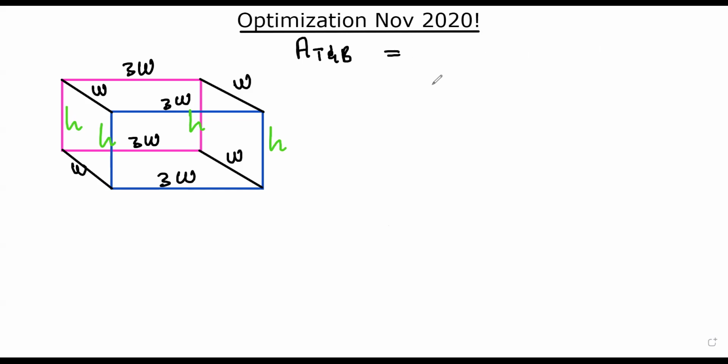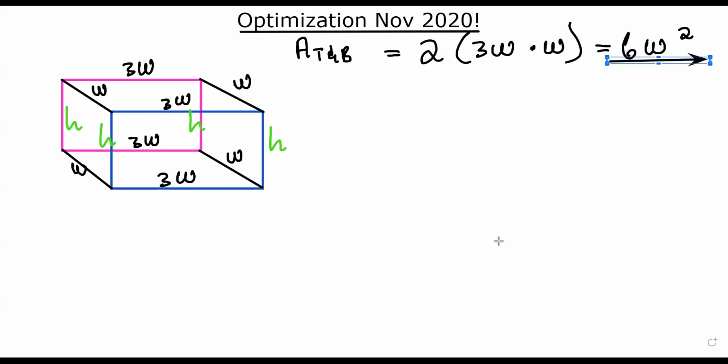So what is the area of the top and the bottom surfaces? Well, remember, we have two surfaces, so you can simply say 2 times the area of one surface, okay? Well, the top is just going to be the length times the breadth. So your length is going to be 3W and your breadth is going to be W. So it means the area of the top and bottom surfaces is just going to be 6W squared.